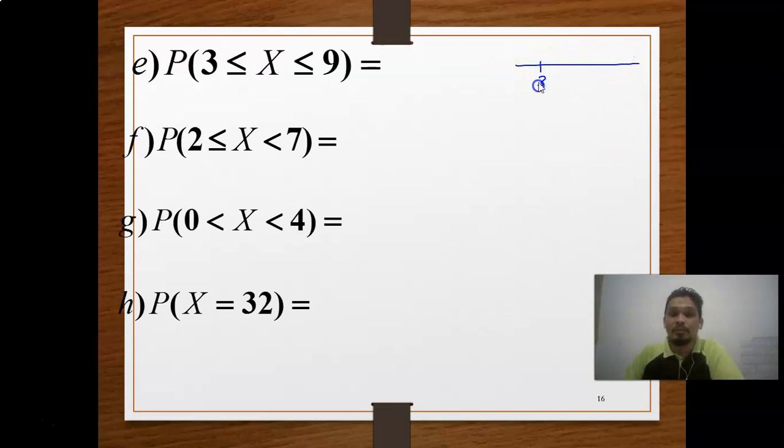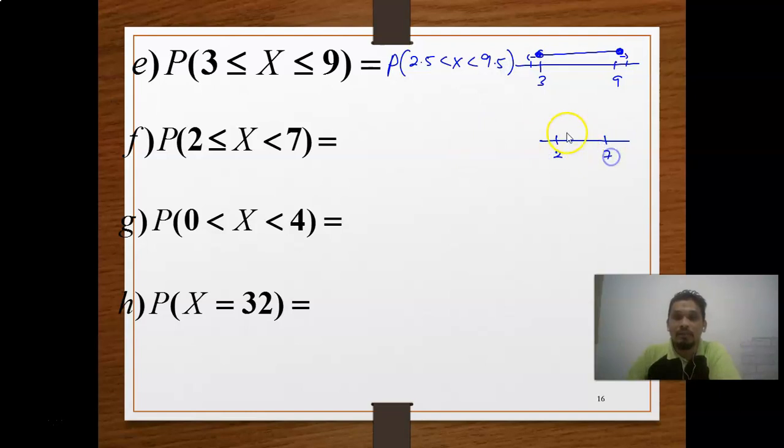Next one here. Greater than or equal to x 3 and less than or equal to 9. Since both are equal this time, we add an extra 0.5 to the left and an extra 0.5 to the right. So this one becomes 3 minus 0.5, 2.5, and 9 plus 0.5, 9.5. Then 2 and 7. This time it includes 2, so we take an extra step to the left, minus 0.5. And this one does not include 7, so we minus 0.5 here. 2 minus 0.5 is 1.5, and 7 minus 0.5 is 6.5.